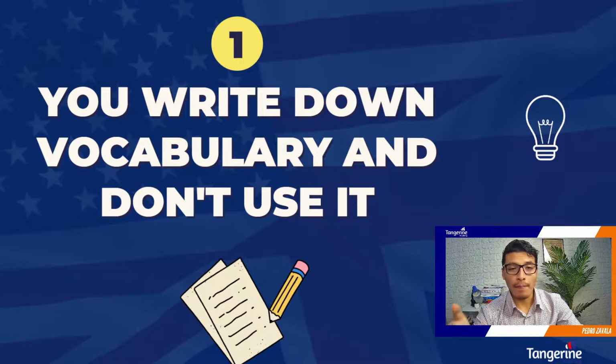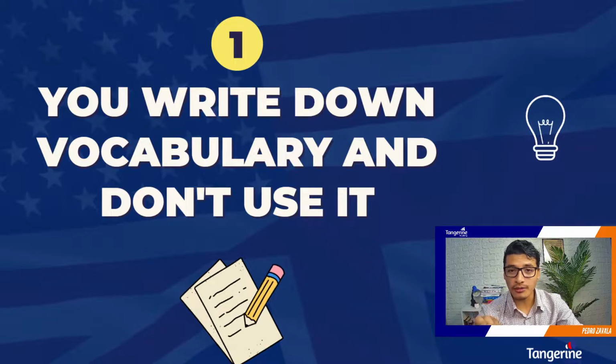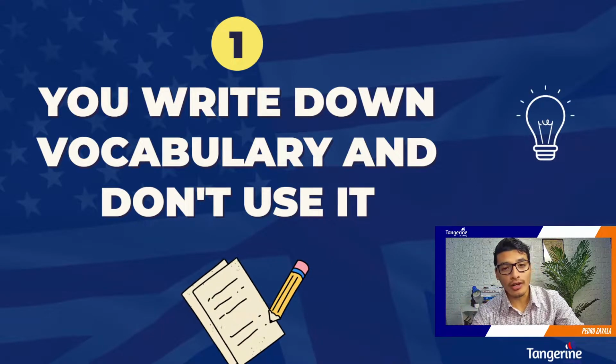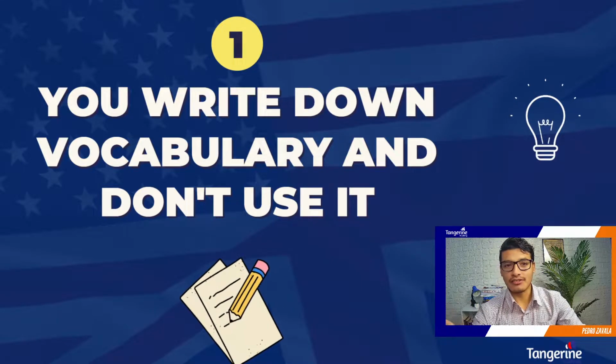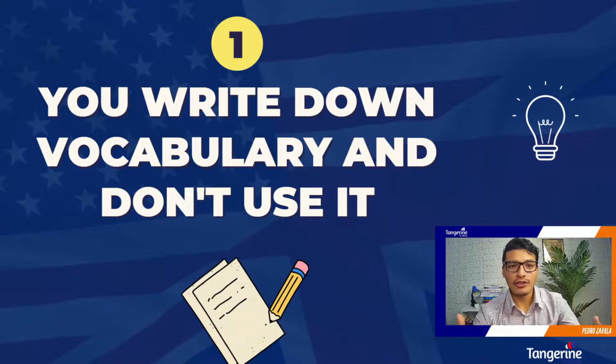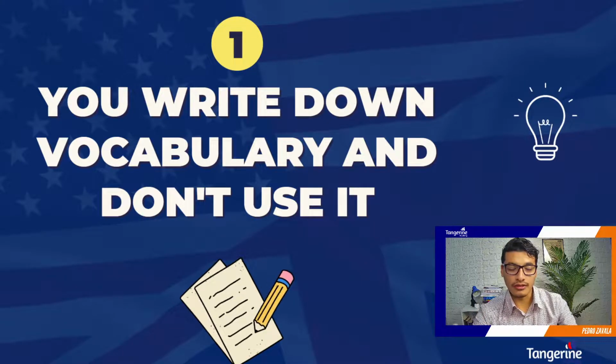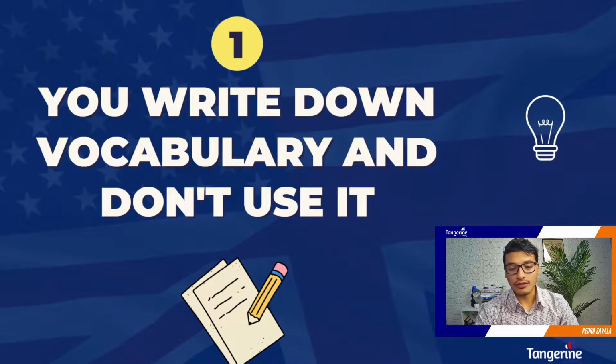All right, so that is the thing. You have to do it. You have to use that vocabulary that you're learning. Otherwise, it's not going to help. Right? If you're not going to use this vocabulary, you're not going to learn this vocabulary, and you're not going to learn English. So that is the thing.